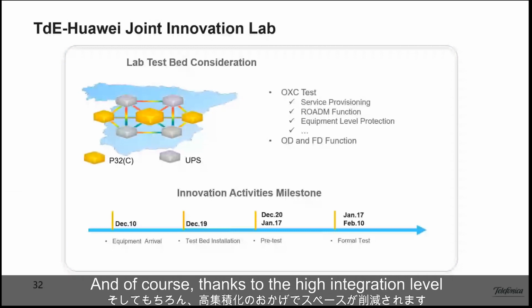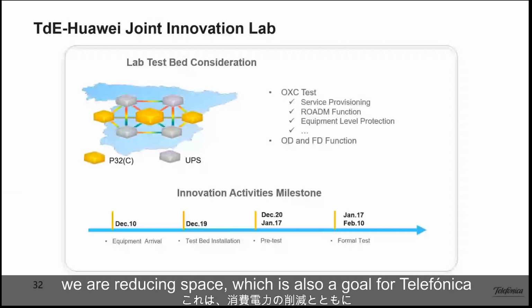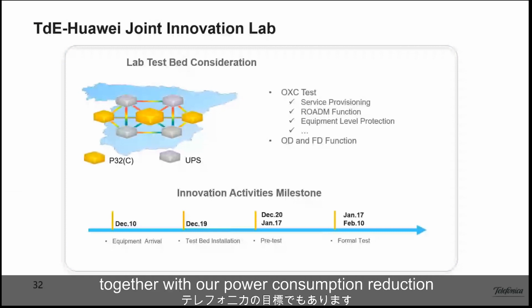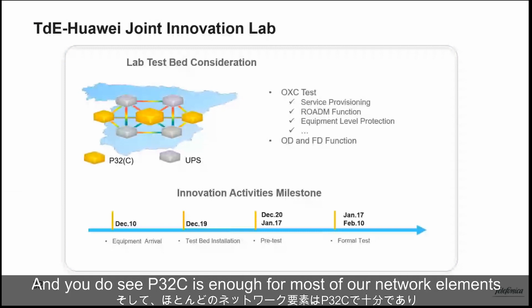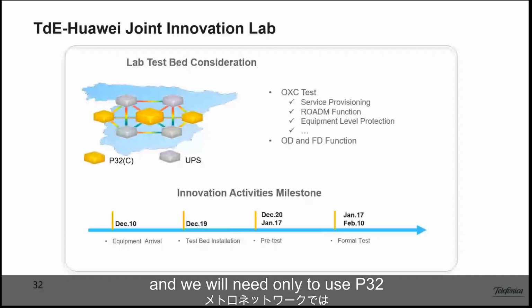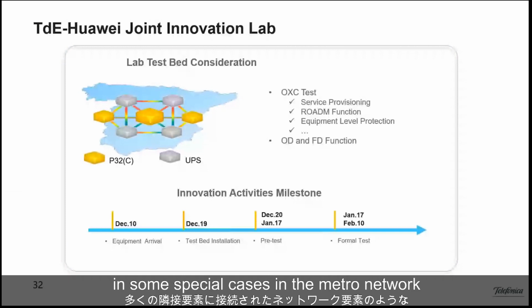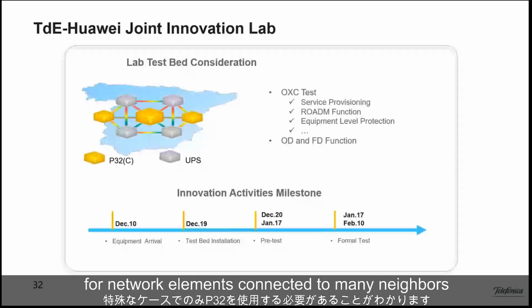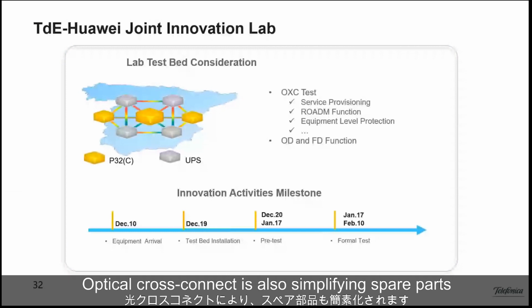Of course, thanks to the high integration level, we are reducing space, which is also a goal for Telefonica, together with power consumption reduction. And due to this integration, P32C is enough for most of our network elements, and we will need to use P32 only in some special cases in the metro network, for network elements connected to many neighbors.